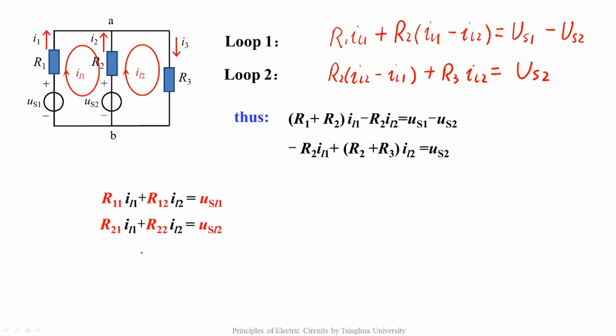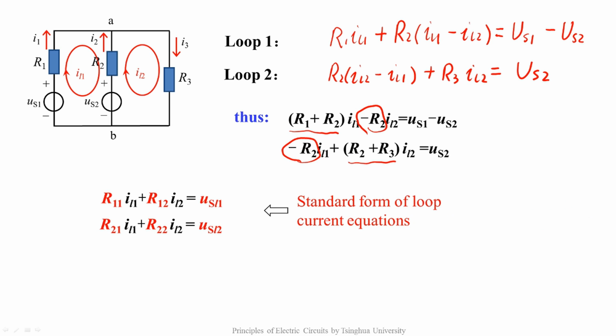We can write them like this. This coefficient is R11 and this coefficient is R22. This is R12 and this is R21 accordingly. Now let's take a look at it. What's the physical meaning of each coefficient?